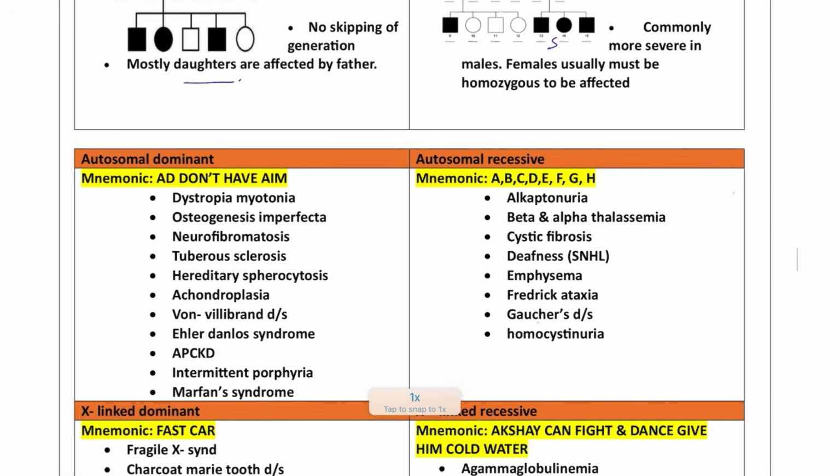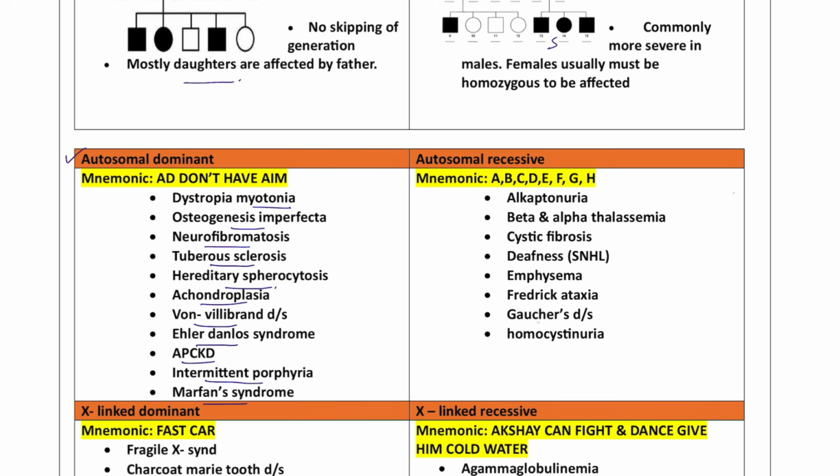Examples, let's see the examples. Autosomal dominant examples are myotonic dystrophy, osteogenesis imperfecta, neurofibromatosis, tuberous sclerosis, hereditary spherocytosis, achondroplasia, von Willebrand disease, Ehlers-Danlos syndrome, ADPKD, acute intermittent porphyria and Marfan syndrome.